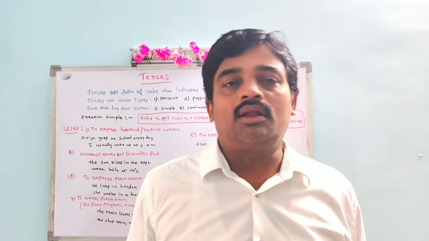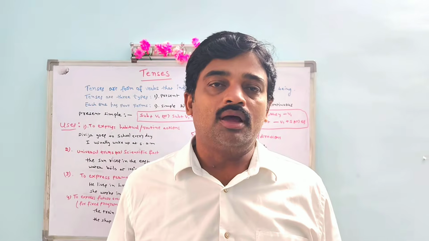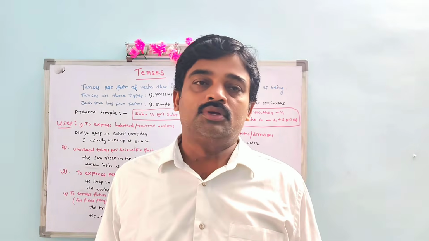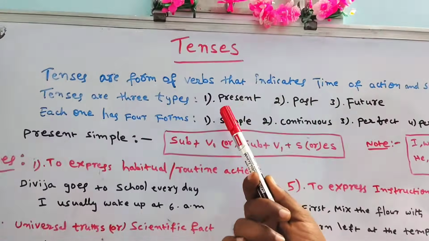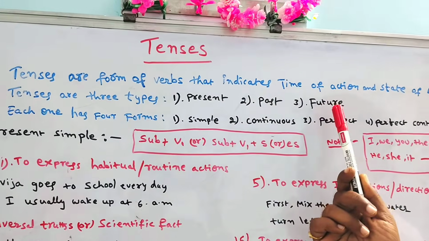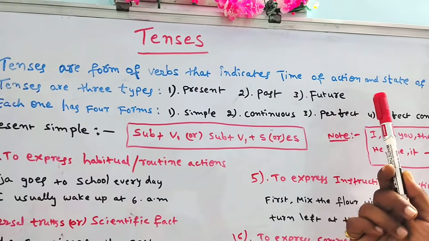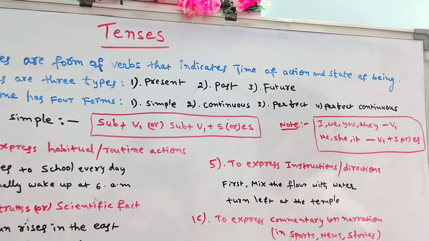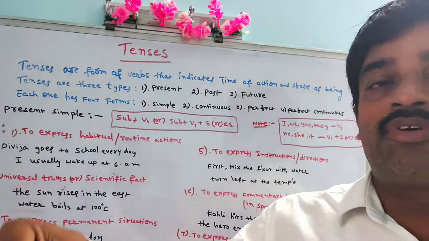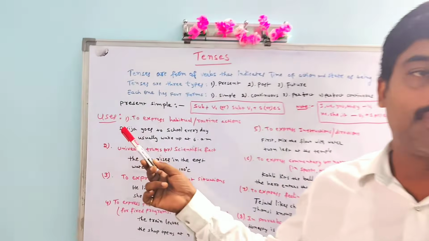So let's begin. Tenses are verb forms. They indicate the time of action and state of being. There are three types of tenses: present tense, past tense, and future tense. Each one has four forms: simple, continuous, perfect, and perfect continuous. So this is the classification. And now, as I said before, the first one in our list is present simple.